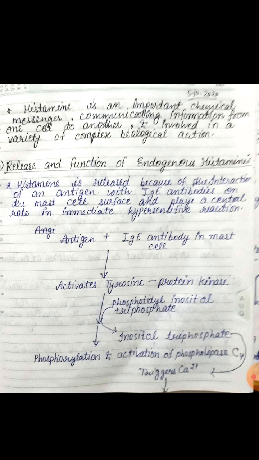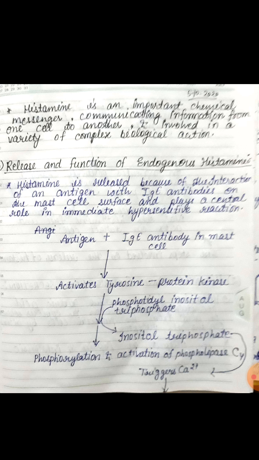Okay, so now come to the point, that is release and function of the endogenous histamine. Actually, histamine is released because of the interaction of the antigen with the IgE antibodies on the mast cell surface and plays a central role in immediate hypersensitivity reaction. So, the pathway of the release and function of histamine begins with antigens and antibodies on mast cells.